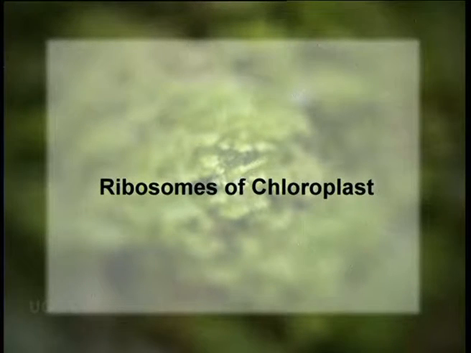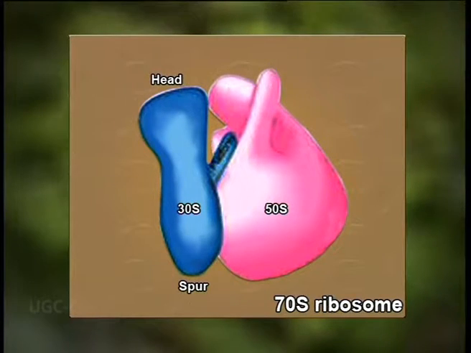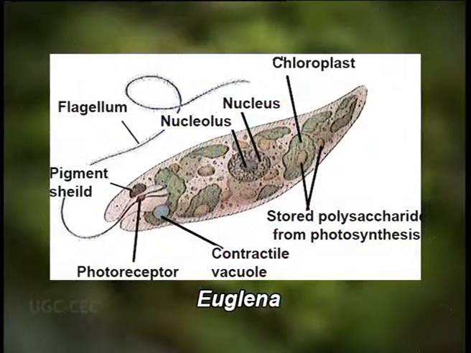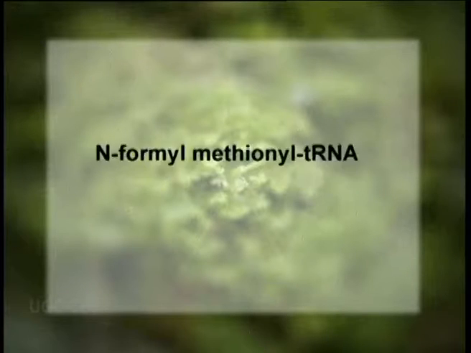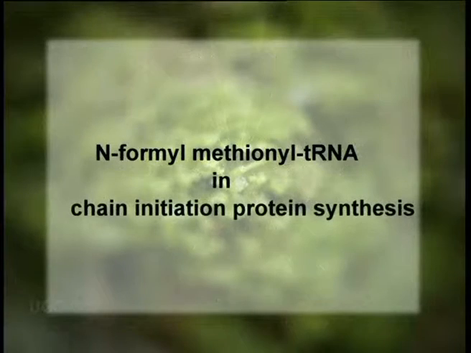Now, the ribosomes of chloroplasts. The chloroplasts contain 70S type of ribosomes, which account for up to 50% of the total ribosomes in photosynthetic cells. The 70S ribosomes of Euglena chloroplasts are found to require magnesium 2-positive for their stability and also have a requirement for N-formyl methionine tRNA and chain initiation protein synthesis like the bacteria.